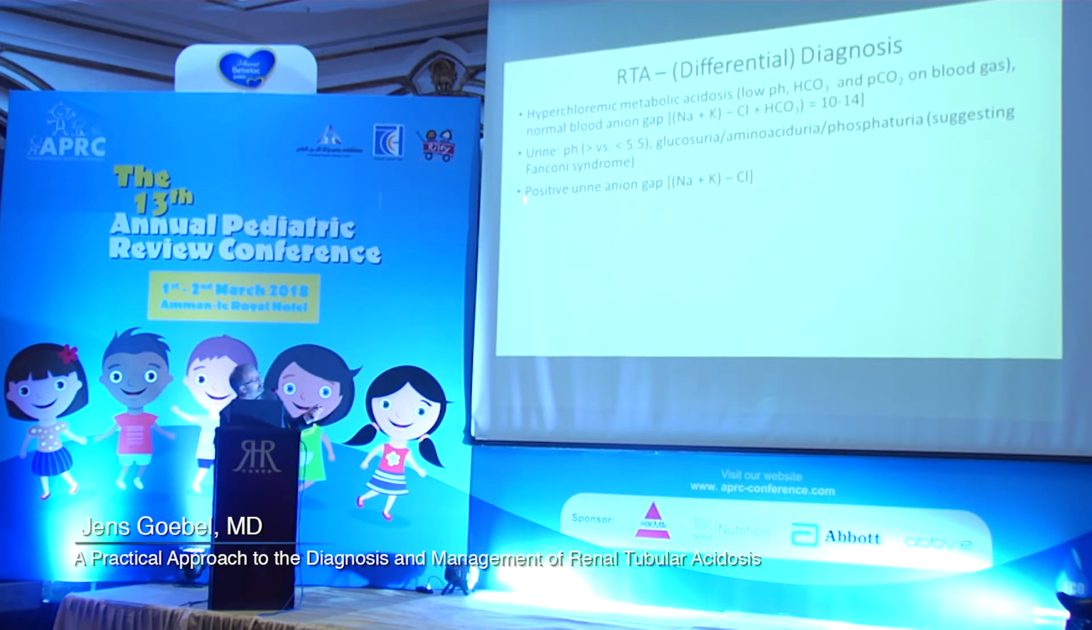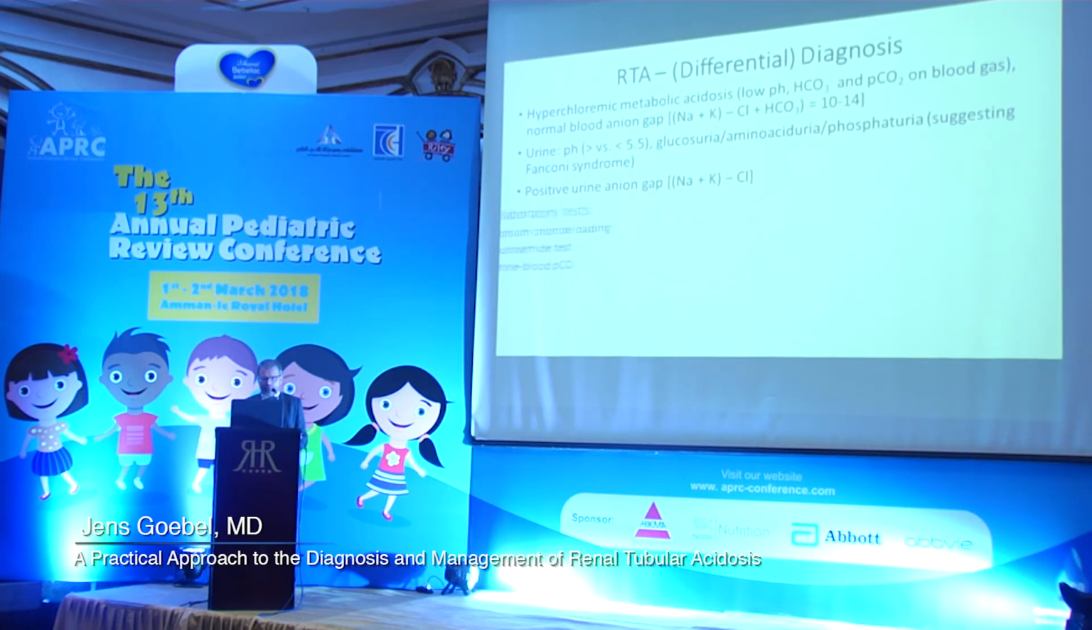If the urine anion gap is positive, that means there's more sodium and potassium in the urine than chloride, which suggests there is little or no distal tubular acid secretion. Therefore a positive urine anion gap in the setting of a normal serum anion gap metabolic acidosis would suggest distal RTA.